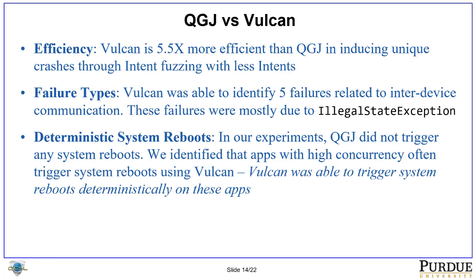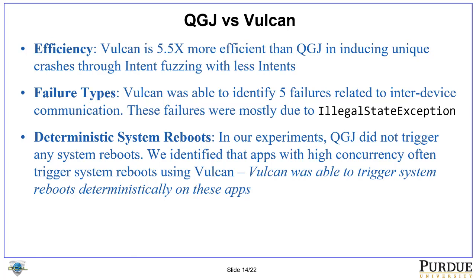Let's keep comparing QEA and Vulcan. In terms of efficiency, Vulcan is 5 times more efficient than QEA, meaning that Vulcan requires fewer intents in order to trigger the same number of unique crashes as QEA. This is explained by the fact that the intents generated by Vulcan are more closely related to the Android specification. In the case of QEA, those intents are mostly randomly generated. Also, Vulcan generates fewer duplicate intents, and the intents generated by QEA are rejected by the Android runtime at a higher rate. In the case of the failure types, Vulcan was able to generate failures related to inter-device communication. That is something that is not possible to do in QEA.